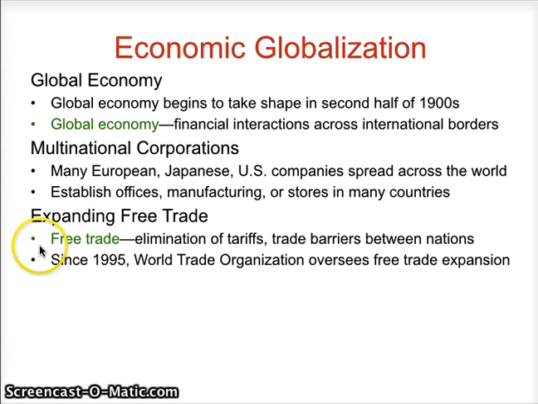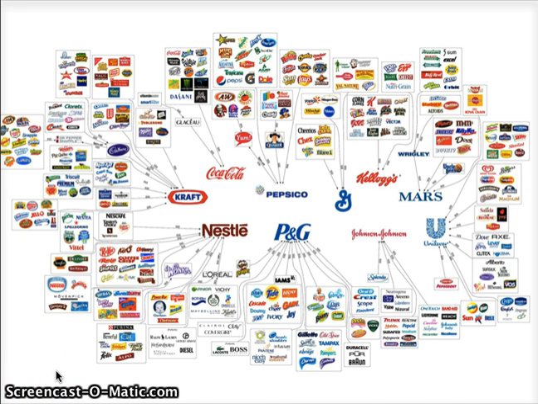Now the whole goal of what we call globalization, which is the same as global economy, is this idea of free trade. So what's happening is the elimination of tariffs between countries. So countries are not going to tax other countries' products as much. And the trade barriers between nations start to sort of fall. So since 1995, we have the World Trade Organization, and this is overseeing free trade all over the world and where it's expanding.